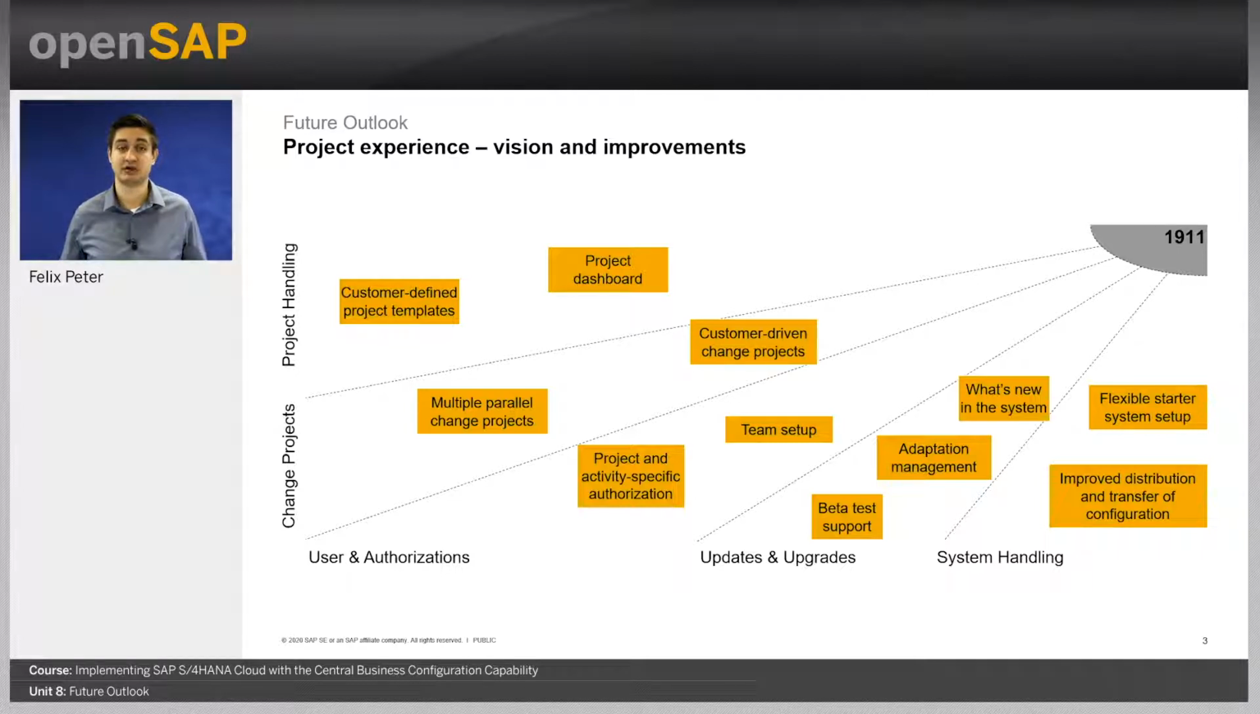One important aspect is for our customers to not only have one change project. You may have customers that want to run multiple changes in parallel, for example, introducing a new legal entity into the system while providing fixes for an already live entity. So multiple parallel change projects is one of the important aspects that we'll have in our solution.